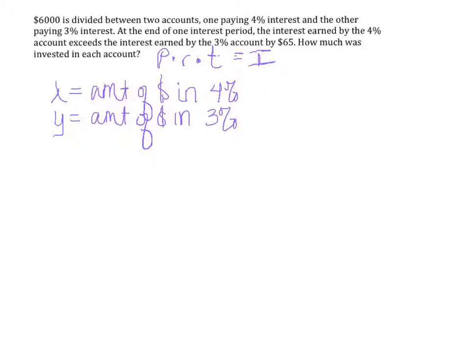Knowing that I've split those principals apart, I know that in total, x plus y must equal $6,000. Perhaps I've put $1,000 into my 4% and $5,000 into my 3%. Whatever the equation is, I know that it totals $6,000.